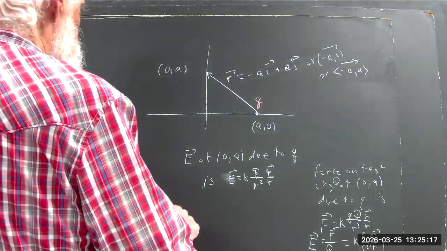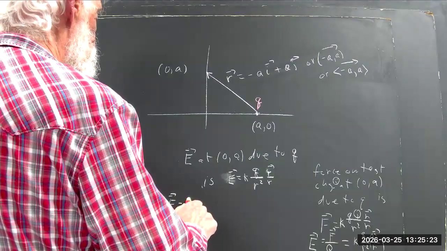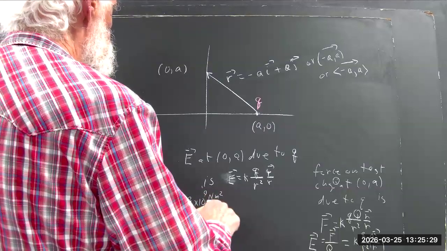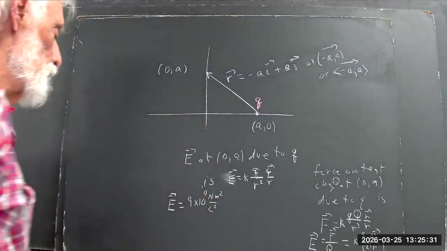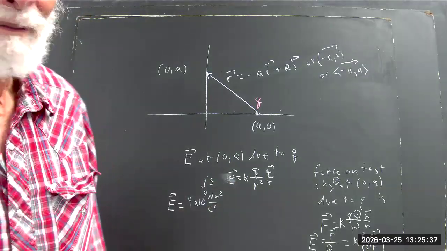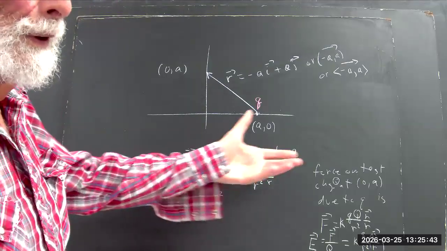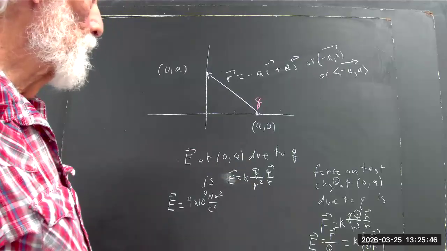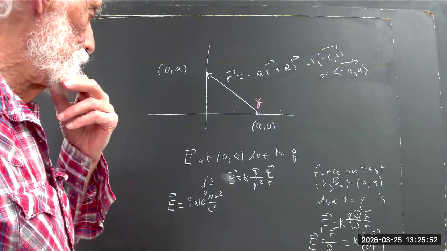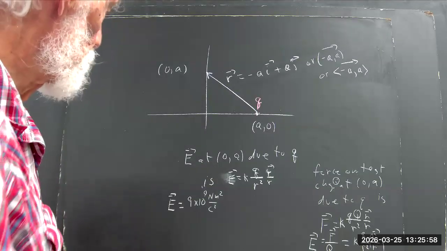Okay. So E equals 9 times 10 to the ninth newton meter squared per coulomb squared. If you ever forget what the units of K are, just think of what are the units of Q and R squared. The units of K have to cancel out the units of Q in the numerator and R squared in the denominator, and give you units of force per unit charge.